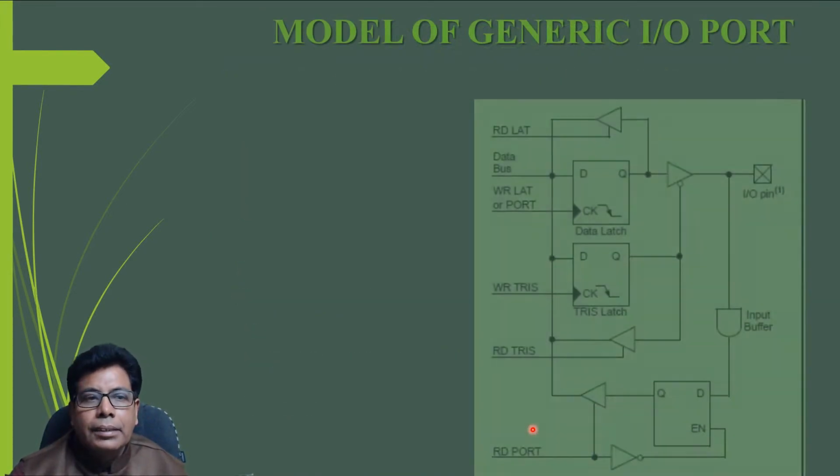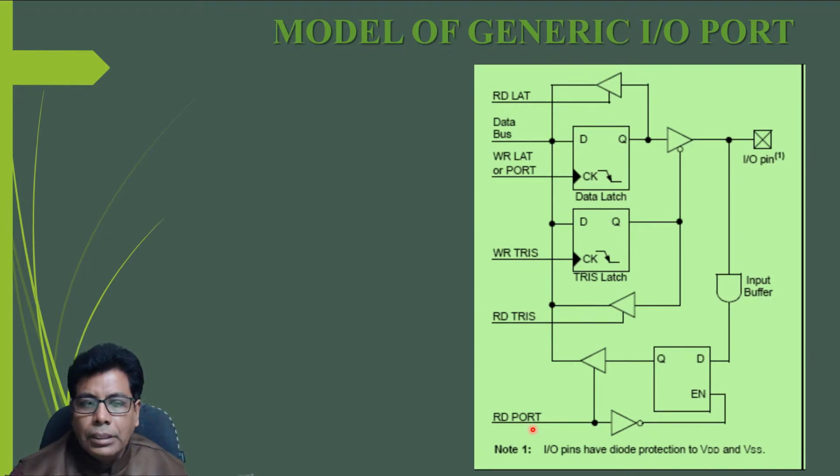Then let us see the model of a generic I/O port. Here is the generic I/O port, the simplified diagram. You can see there are 3 latches or D-type flip-flops: the data latch, the TRIS latch, and the input latch, and this is the input buffer, and the I/O pin is external and available to the user. This is the I/O pin. So we can write to the particular latch when the WR signal is active. Similarly, we can write to this TRIS latch when the WR signal is active.